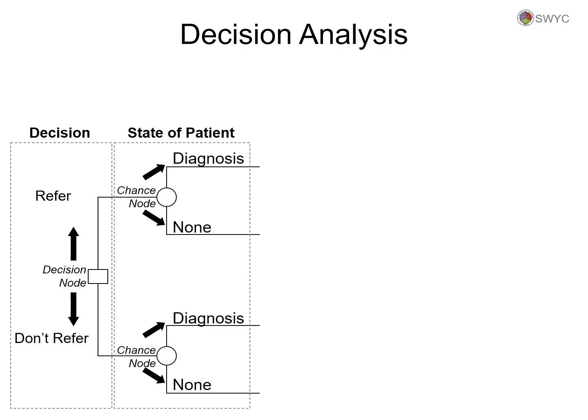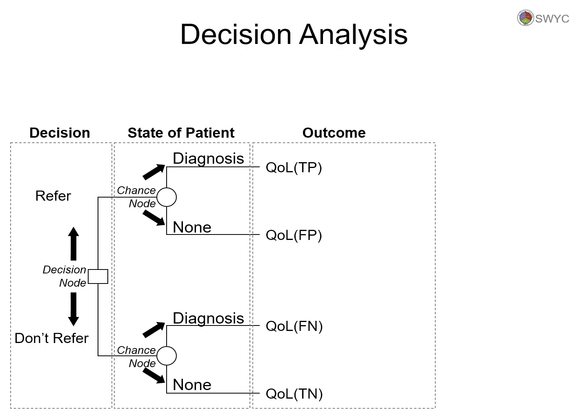Either way, there's a chance that the choice was correct or that it was not. Most decisions are, in fact, made in the face of uncertainty, and that's what decision analysis is all about. In this case, we're thinking of a referral as being correct if the child actually has a diagnosis, and a referral as incorrect if the child does not. Conversely, a decision not to refer is correct if the child does not have a diagnosis, whereas it is incorrect if the child does.